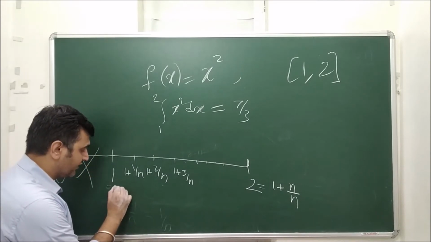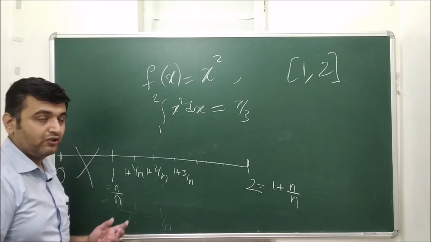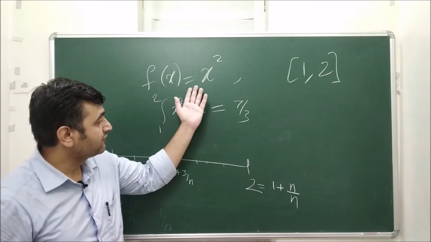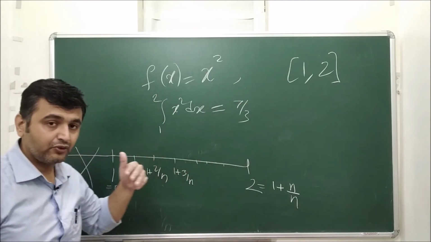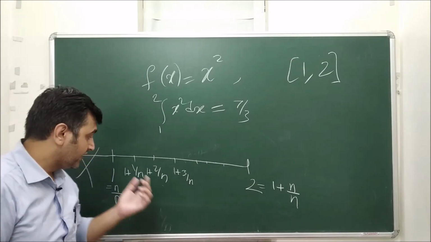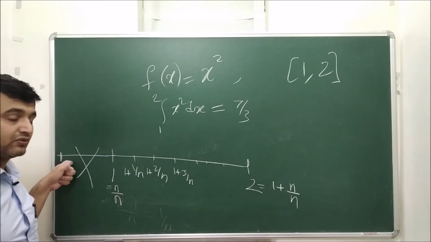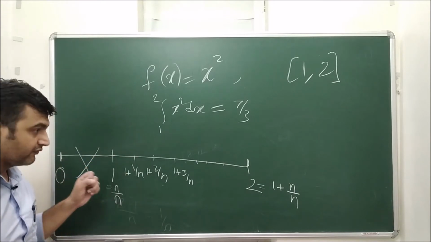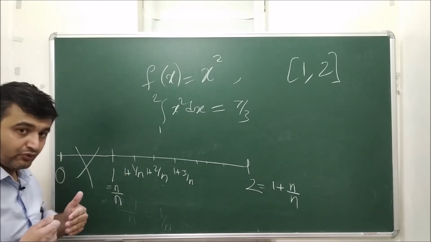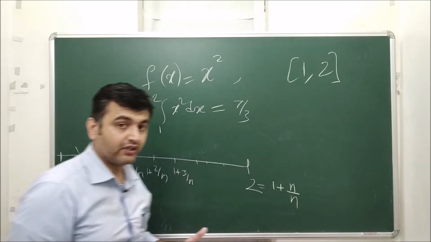This is nothing but your n by n. Usually people, what they do for f of x equal to x square over 0 to 1, they took 1 by n, 2 by n, 3 by n. Here also they keep on doing the same thing. But 1 by n will be closer to 0. I want after 1. So therefore, whatever partition you had, you simply shift it by 1 unit.